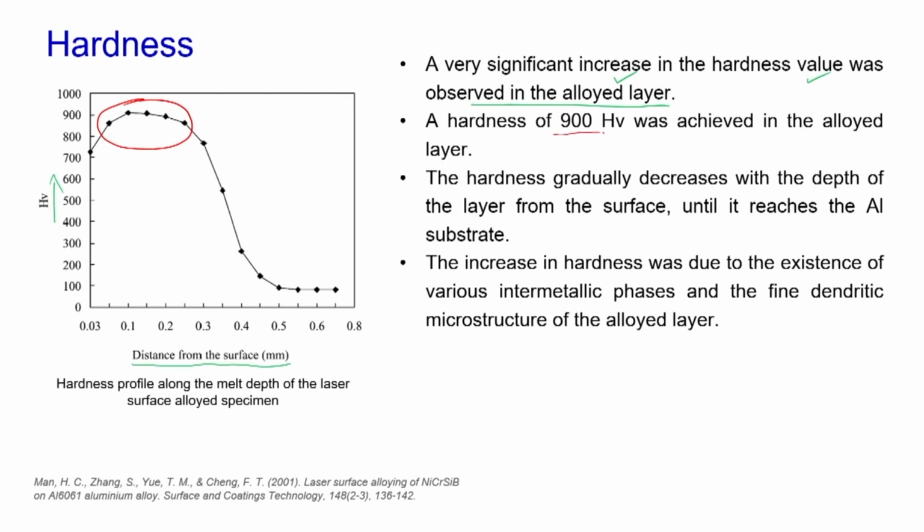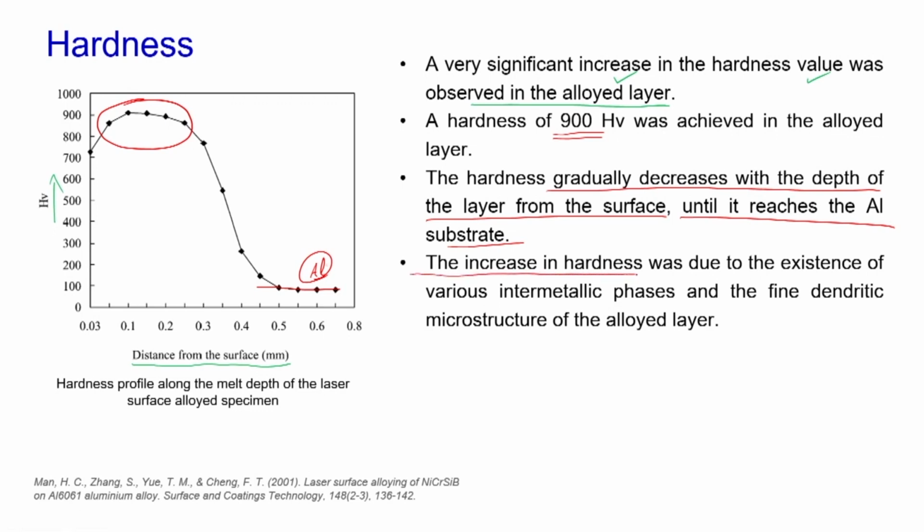The maximum hardness was recorded at about 900 Vickers hardness, and then gradually it decreased with the depth of the layer from the surface until it reaches the aluminum substrate. It reaches this point, and this hardness is of the aluminum substrate.